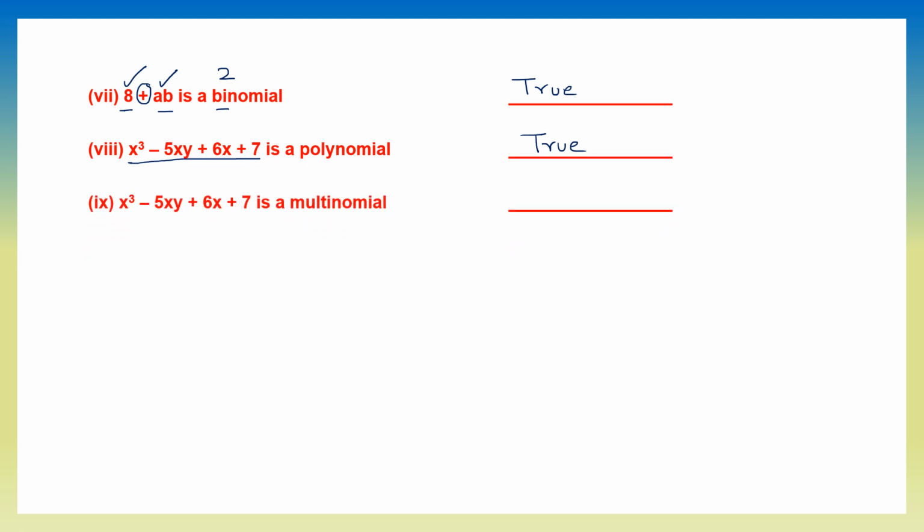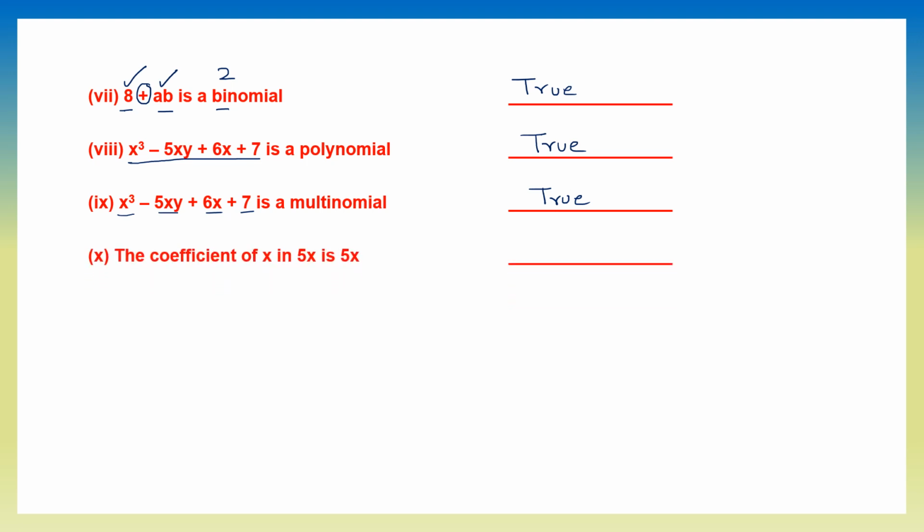Next one. The given expression is a multinomial. So what is a multinomial? That is an expression which has two or more than two terms. As you can see, there are many terms, 1, 2, 3, 4 terms. So it is a multinomial also. So this statement is also true.